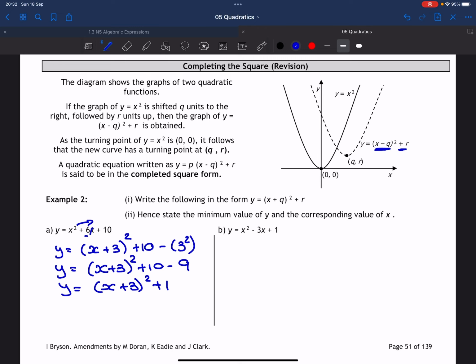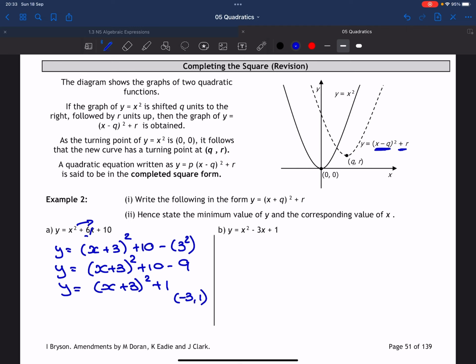Okay? So that's part 1 of this example done. It's written in that form of x plus q all squared plus r, where q is 3 and r is 1. The next part is new to us, where it's asking us to state the minimum value of y and the corresponding value of x. For this, we need to look at what turning this into completed square form does for us, because it allows us to get the turning point, which is minus 3, 1.